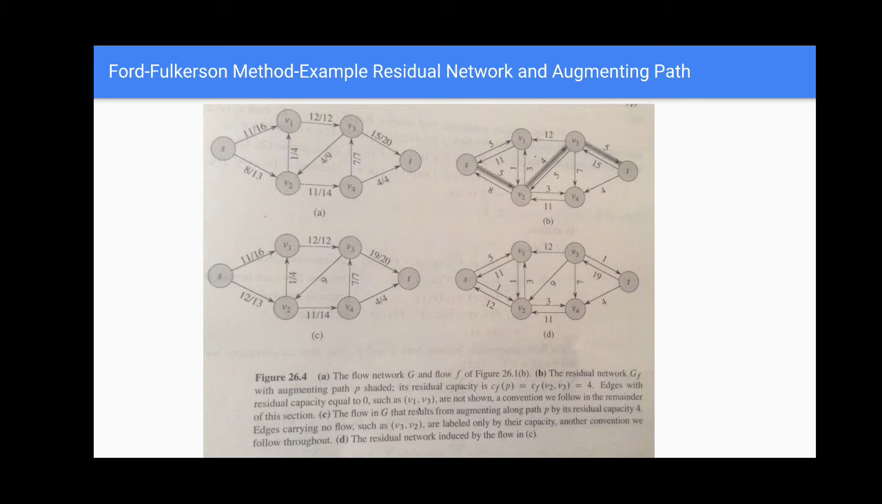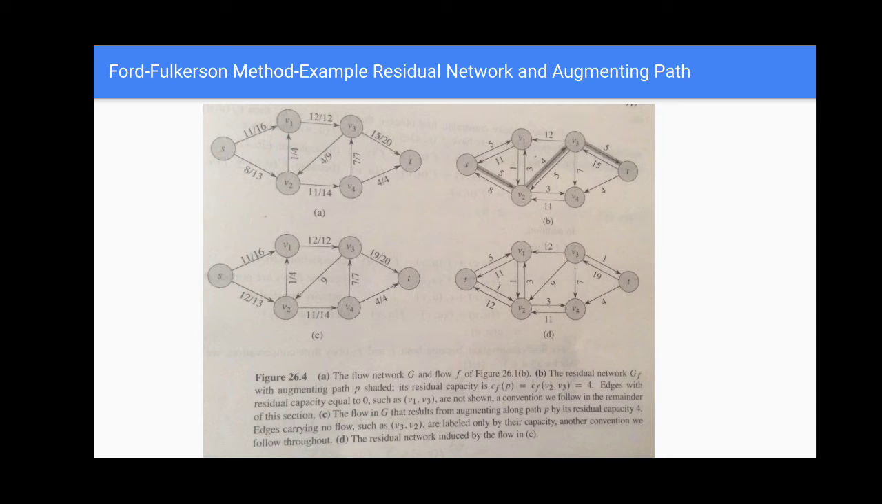Now, according to the definition which we already discussed, we will construct the residual network for this flow graph. If you see here, the edge between S and V1 has a capacity of 5, that is 16 minus 11. We know that Cf(u,v) is equal to c(u,v) minus f(u,v), that is 16 minus 11, 5. And in the reverse direction, V1 to S is equal to whatever is the flow in the reverse direction. The flow is 11, hence V1 to S is 11. Similarly, we have constructed for all the edges, and the residual network has been shown in B.